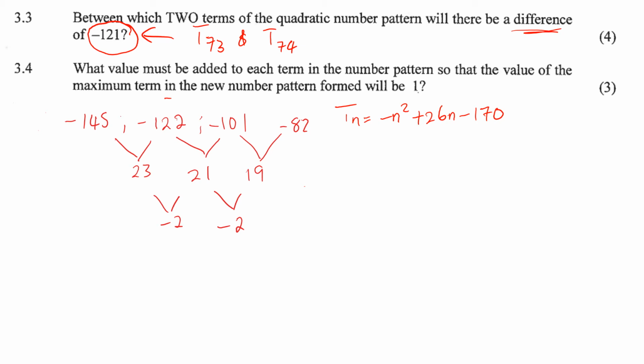So they are saying in this sequence, obviously there's a maximum value. Now, what value can we add to each term in the quadratic sequence so that we can change that maximum value and form a new one, which is 1? That's what they're basically saying. So the first step is to know what the maximum value of the sequence is. Take a look at the general formula that we got for the sequence. It's minus n squared plus 26n minus 170.